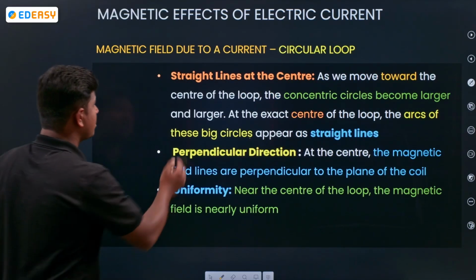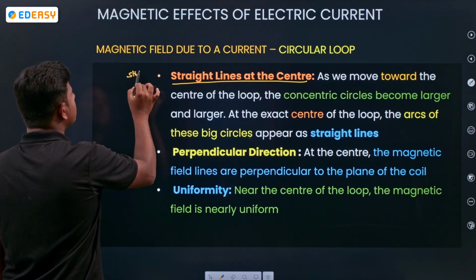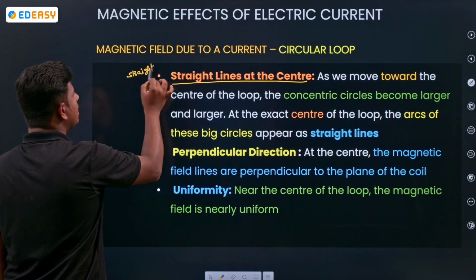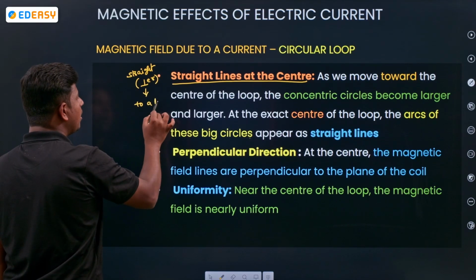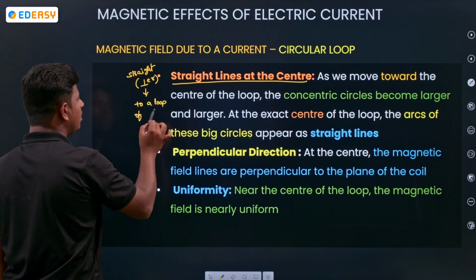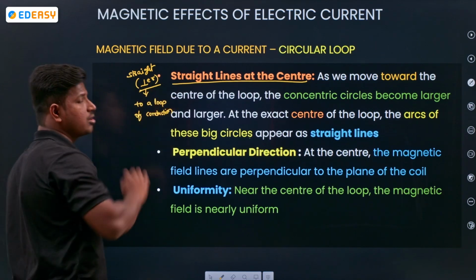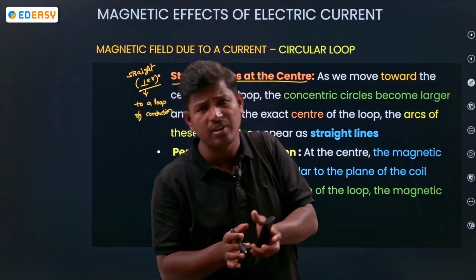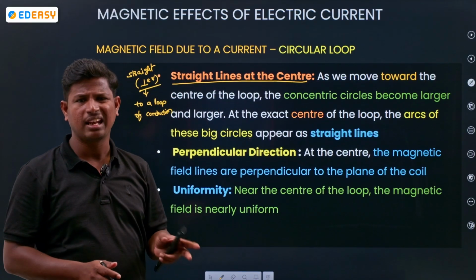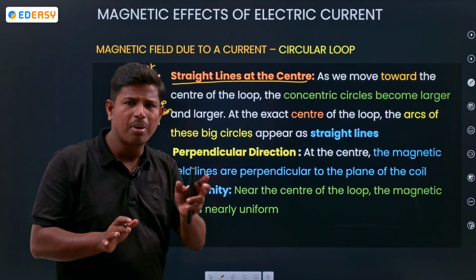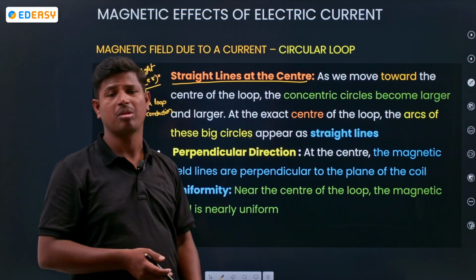Okay. Next, straight line at the center. How will it be? Straight line. It means completely perpendicular to the loop of the conductor. So that means electric field and magnetic field are always perpendicular. Remember, electric field and magnetic field are both perpendicular to each other. If you take a straight conductor, perpendicular. Circular loop, that is also perpendicular.